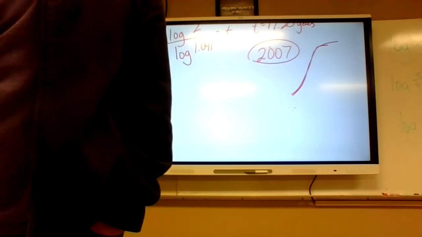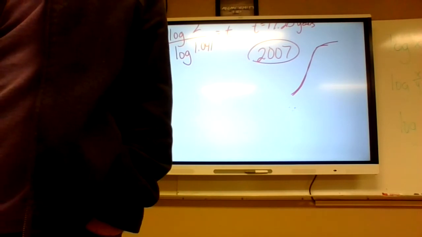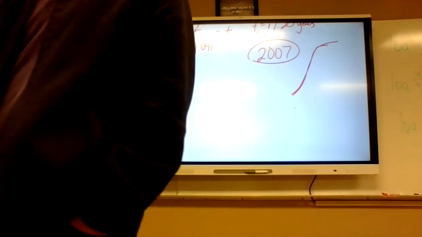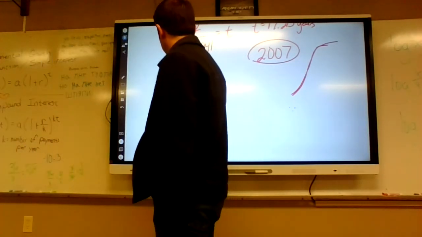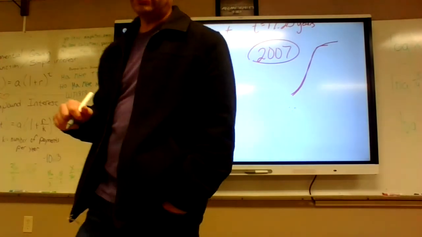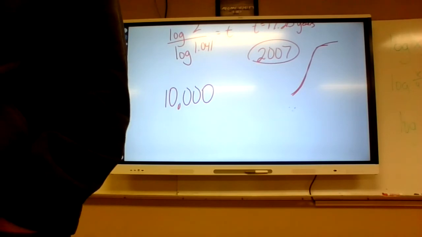A $10,000 certificate of deposit at a certain bank will double in value in 9 years. Ooh, that's tricky. $10,000. Okay. Give a formula for the accumulated amount 2 years after the investment is made.